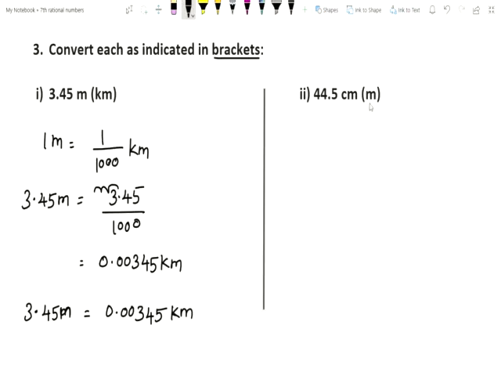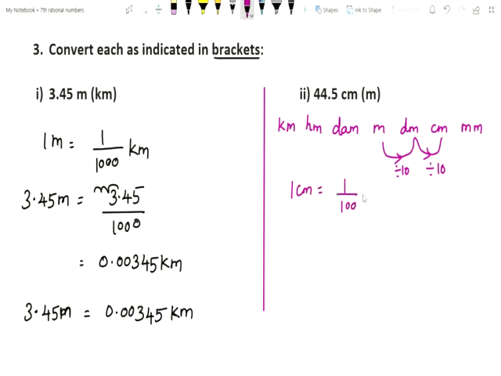44.5 centimeter convert into meter. First write the order. Kilometer, hectometer, decameter, meter, decimeter, centimeter, millimeter. Centimeter we are going to convert into meter here. 1, 2 steps. So divide by 10. Why are we dividing by 10? Because smaller to larger we are converting. So that we are dividing. So 1 centimeter equal to 1 by 100 meter.